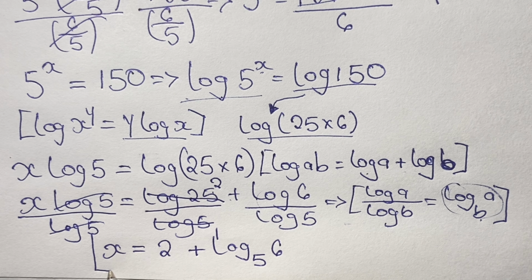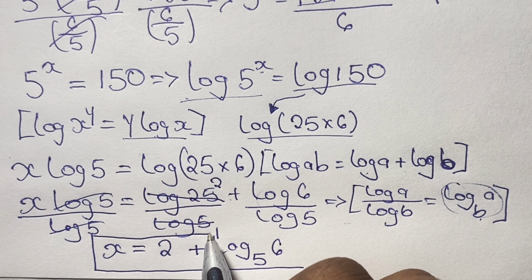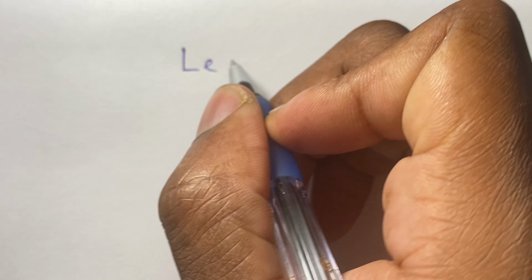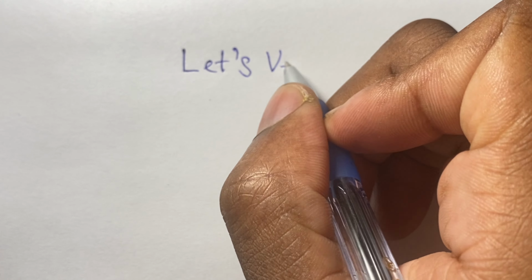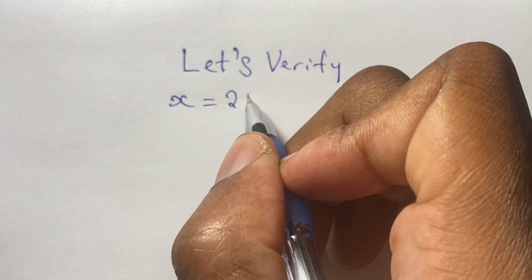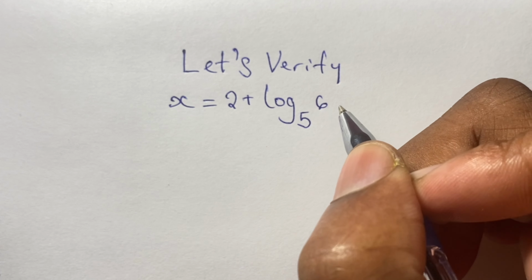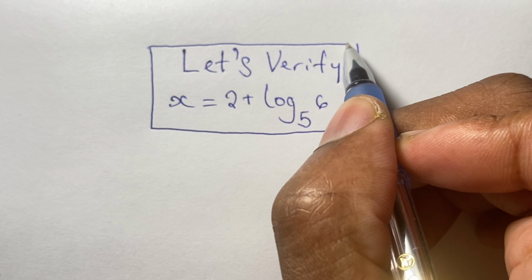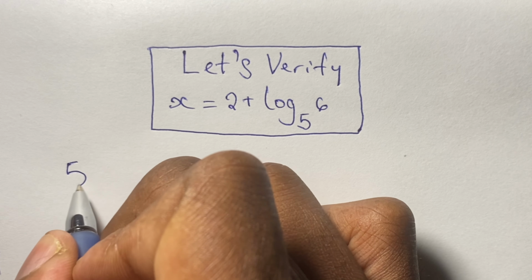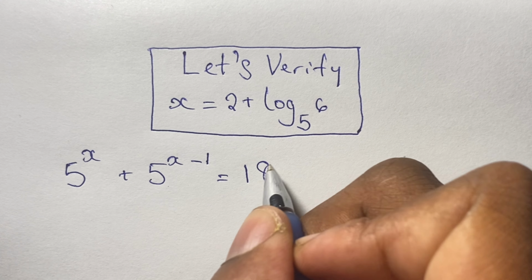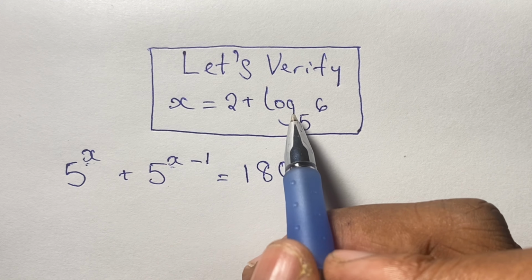Now from here, what we are going to do is to see if this solution for x is true. And we do this by plugging in this value for x into our original equation. So let us go ahead and do that. Let us verify that x is equal to 2 plus log base 5 of 6. So our equation is that 5 to the power of x plus 5 to the power of x minus 1 is equal to 180. From here we verify our solution for x by plugging in the value of x here.